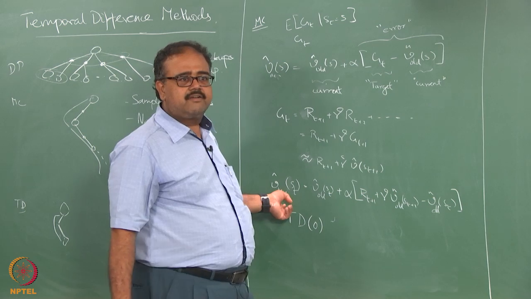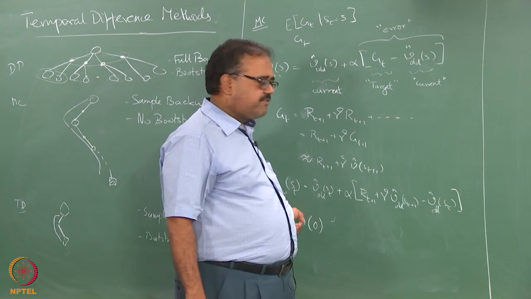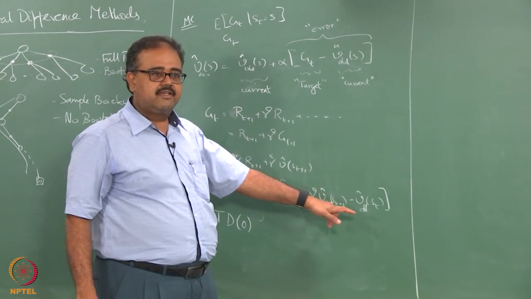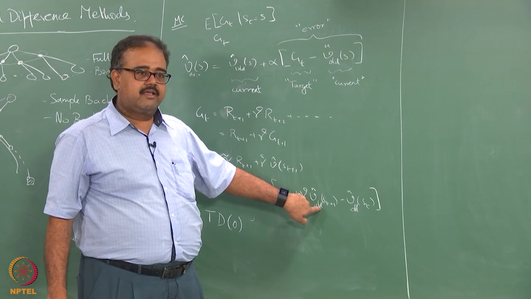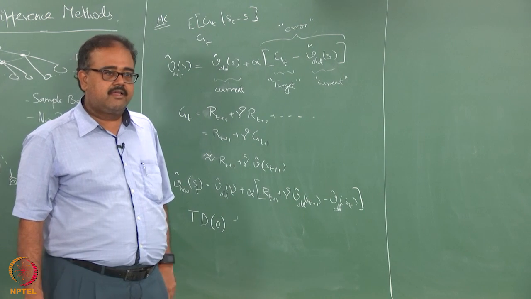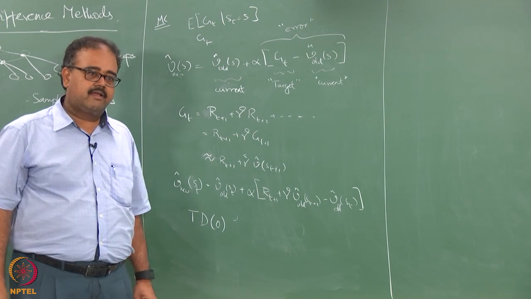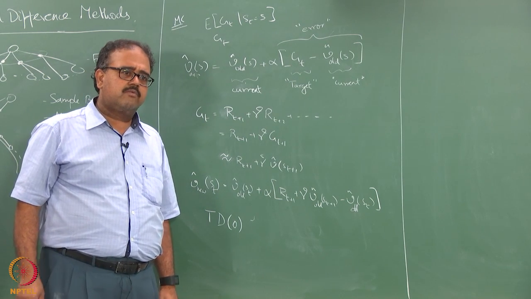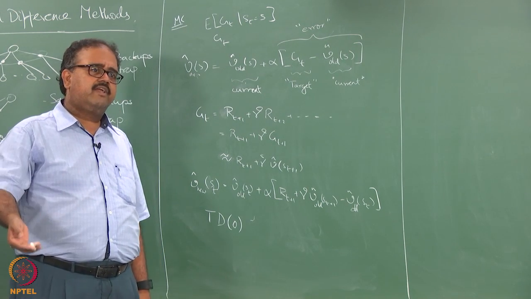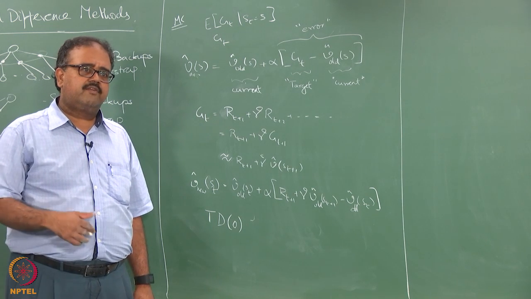Because I am not measuring the return from ST plus 1, right. I could update the value of ST plus 1 but not using this expression. I will have to use ST plus 2 here. Why am I getting an estimate of v hat of ST plus 1 from v hat of ST?